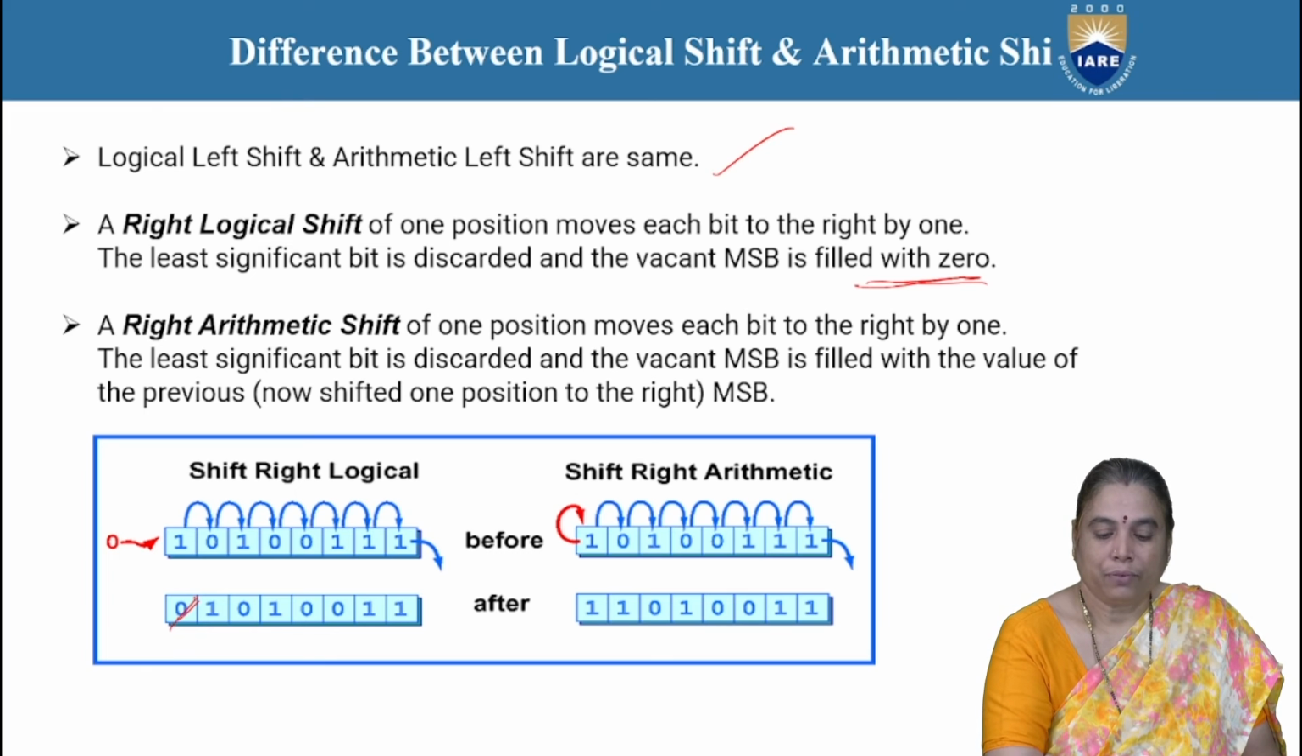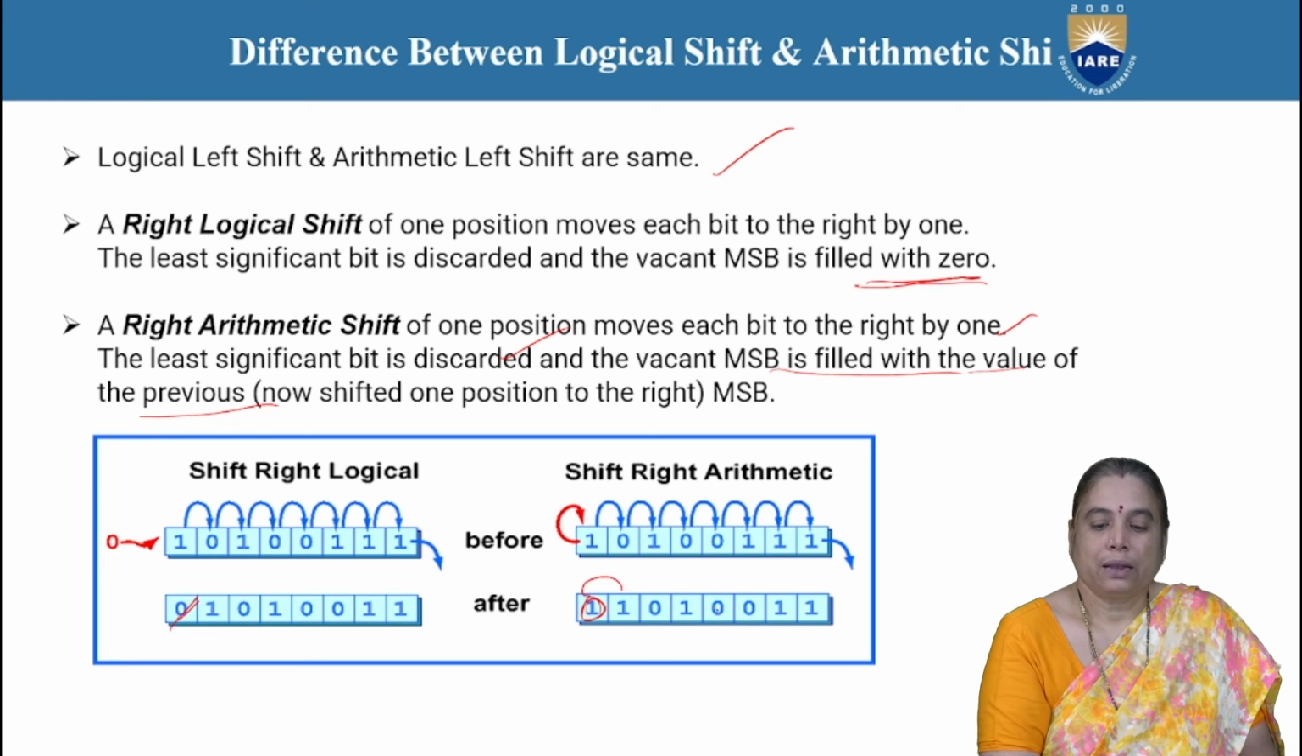But in the case of right arithmetic shift, one position moves each bit to the right by 1, the LSB is discarded, and the vacant MSB is filled with the value of the previous MSB. So here the previous value has to be filled in the vacant position. So this is the difference between logical right shift and arithmetic right shift.